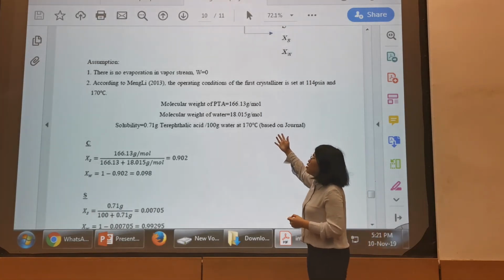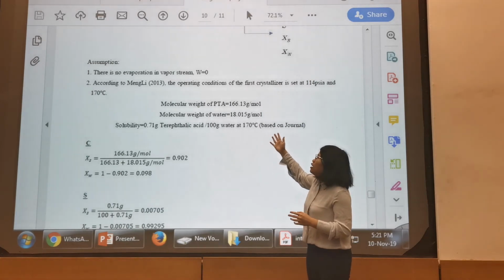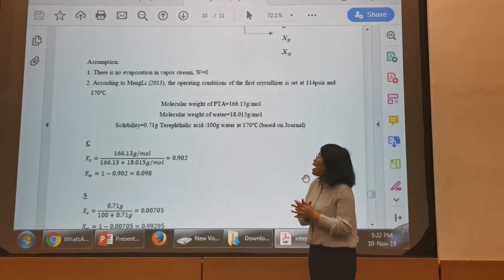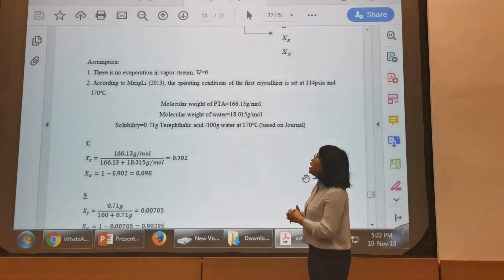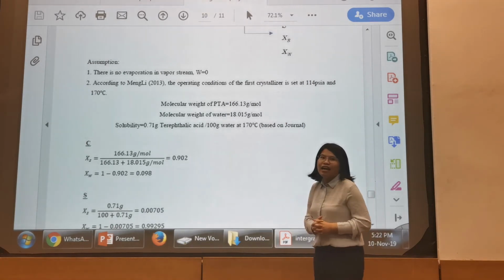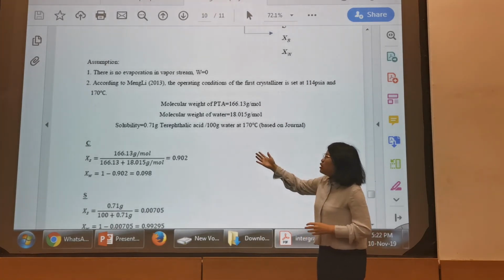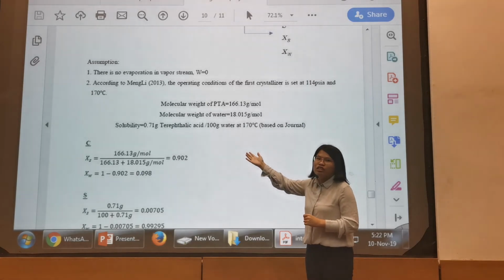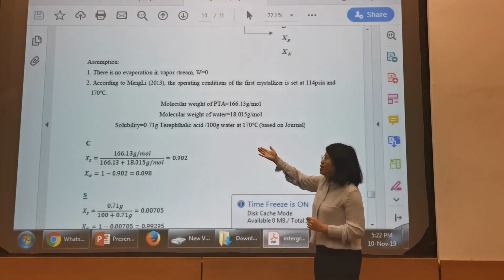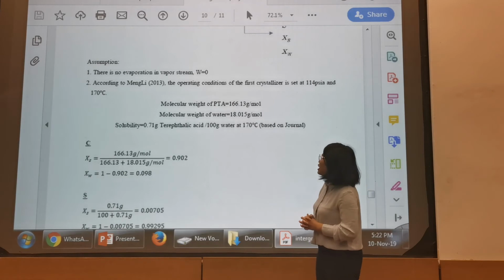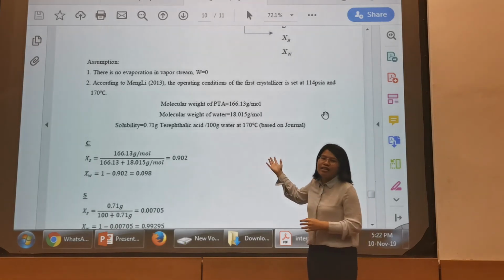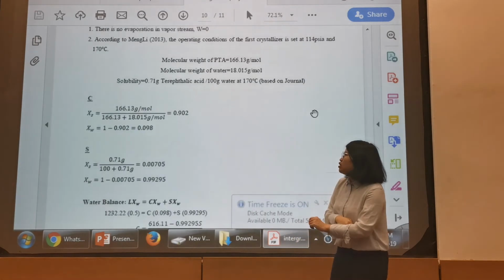This is the information that we get from the website. Molecular weight of PTA is 166.13 grams per mole, and molecular weight of water is 18.015 grams per mole. The solubility we get from one of the journals is 0.715 grams PTA per 100 grams water at 170 degrees Celsius. So this is our calculation.